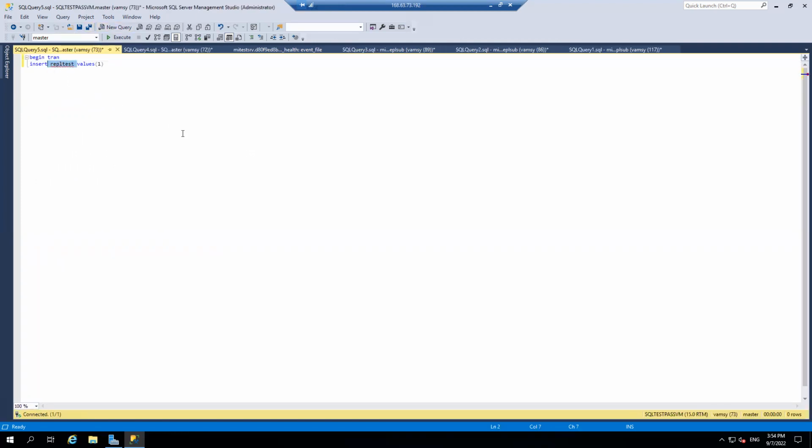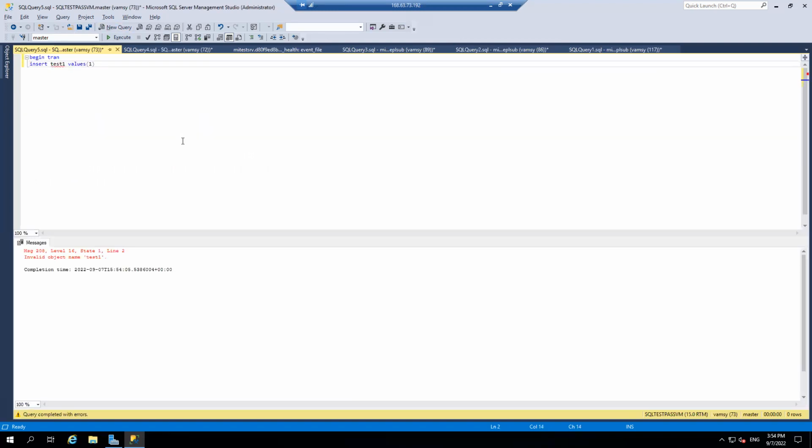Test1. Okay. Test1 only, right? What we created, or did I make any mistake? Database name. Yeah, database name. Master only. The database created is not inside the master only, right?